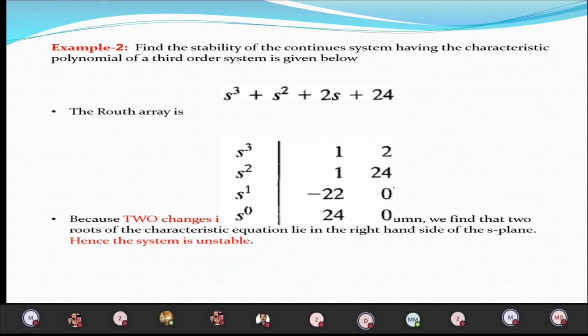So here also you can take S power 3, 6 s square plus 12s plus 8 equal to 0. That is a polynomial equation. Now you are going to construct the root array. Here you can see in the first column of the root array all the elements are positive, therefore there are no sign changes, therefore the system is said to be stable. All the poles, that is, S power 3 poles, are located in the left of the S plane. So this is very simple to determine the stability of the system by the construction of the root array.